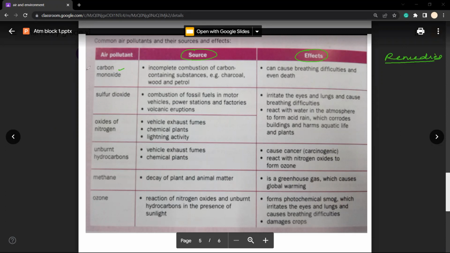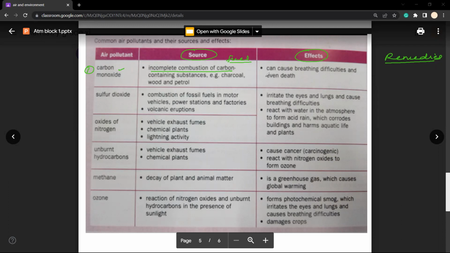Now, first of all, the first pollutant is carbon monoxide. How do we get carbon monoxide? What is the source? That is the incomplete combustion of carbon-containing substances. Basically, we can say the fuel. So, if the fuel undergoes combustion and there is not enough supply of oxygen, then we get carbon monoxide. Now, what is the effect of carbon monoxide in the air on human beings or living organisms?